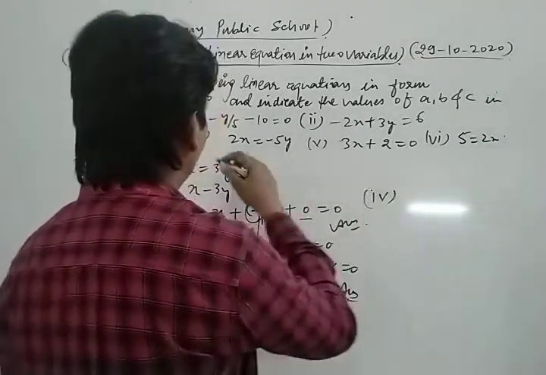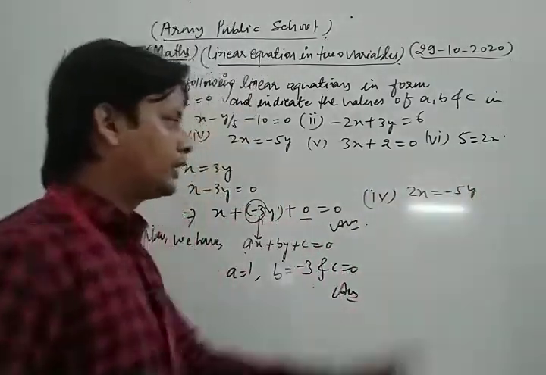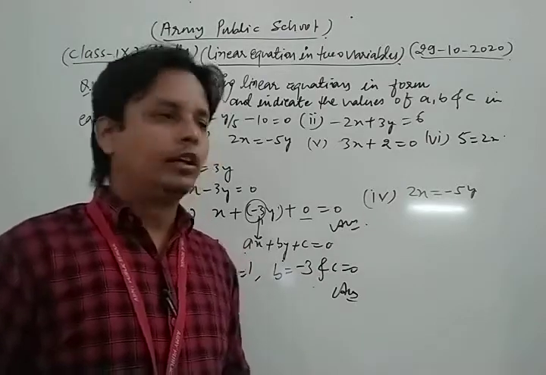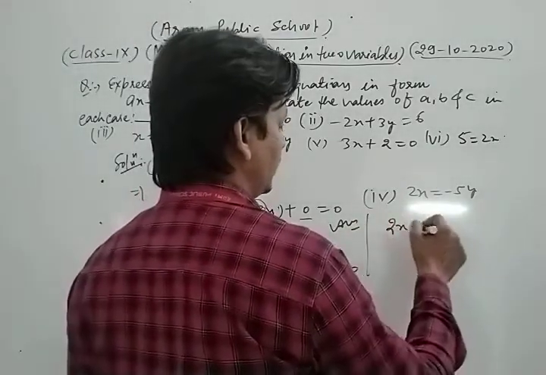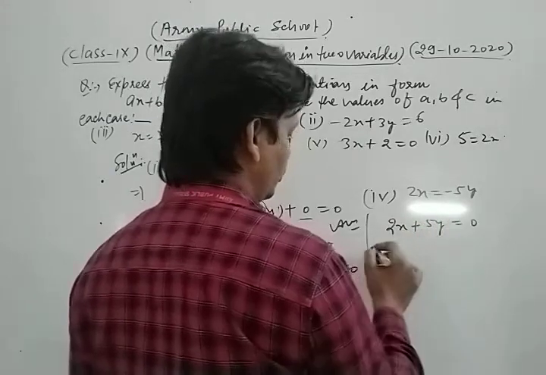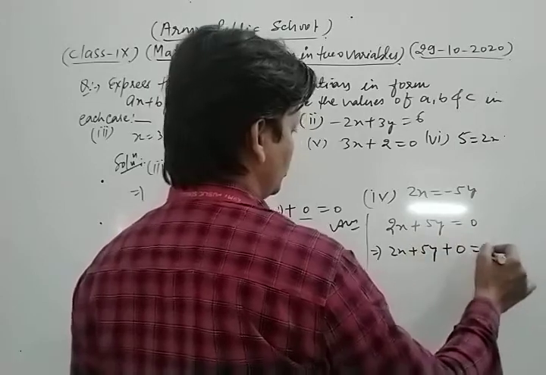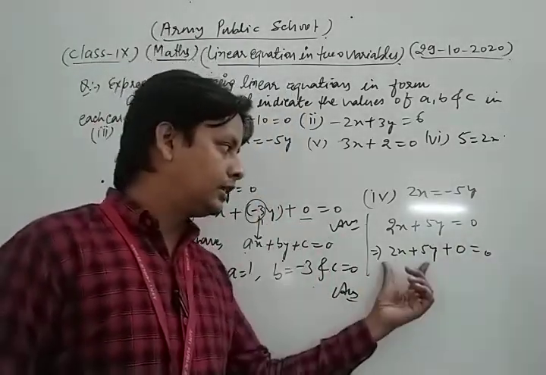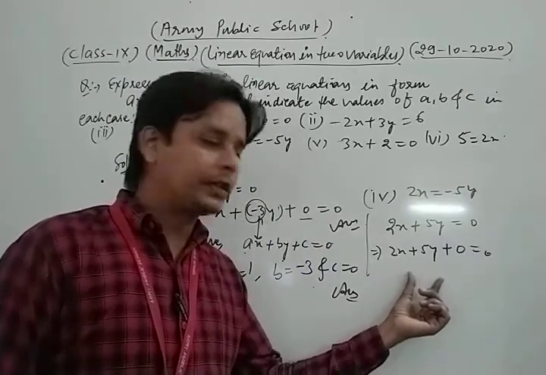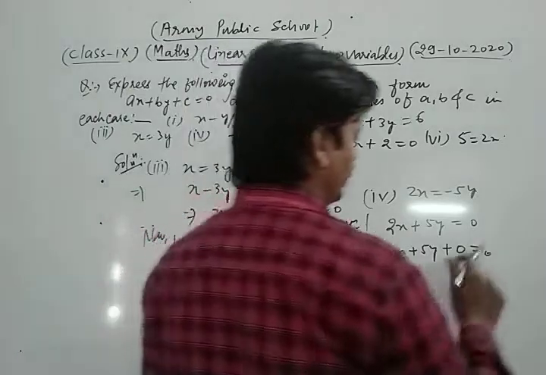The fourth part is 2x is equal to minus 5y. First of all, we transfer it to that side. So we get 2x plus 5y is equal to 0. We can also write it as 2x plus 5y plus 0 is equal to 0. And look, dear friends, this equation is also in the form of ax plus by plus c is equal to 0. So this is our first answer.